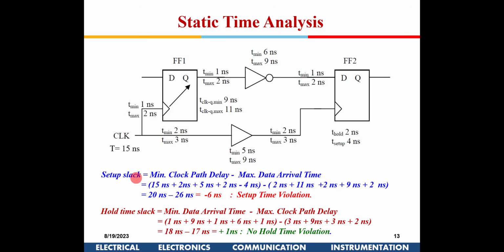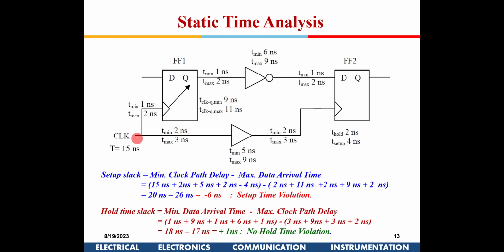Now, to find out the setup slack, I need to consider the worst case scenario. So for a worst case scenario, should I consider the fastest clock path or the slowest clock path? Fastest clock path. Yeah, fastest.